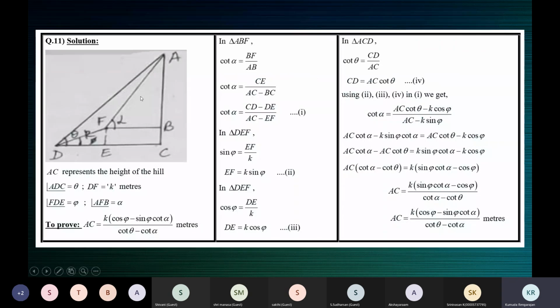I'm not explaining the figure. Same procedure. That's what I wanted to tell you through this. Procedure is the same. Have a look at the figure. You can see the whole angle is theta. This one is phi. DF is k meters. And from F, the elevation of the summit, the elevation of the cliff, is alpha.